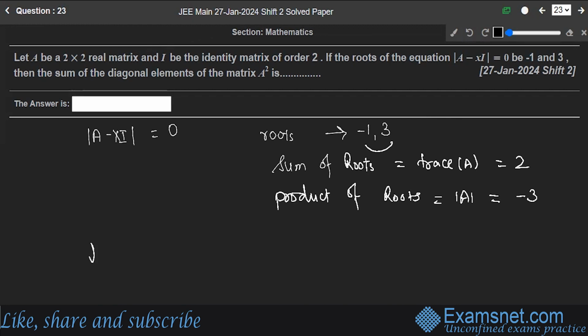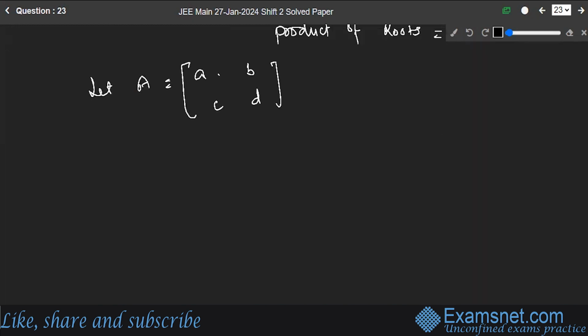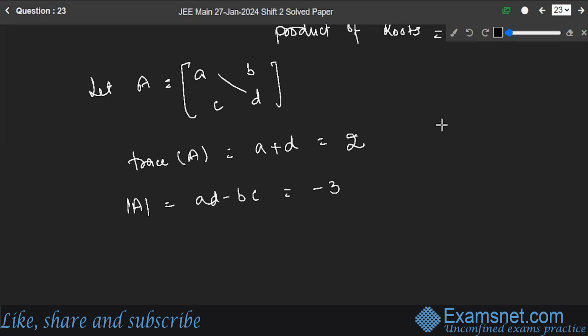Now, let's say A is the matrix with entries a, b, c, d. So according to this, what is the trace of A? It is the sum of the diagonal elements, a plus d, which is equal to 2. Also, the determinant of A is given by ad minus bc, and in this case this is equal to minus 3.